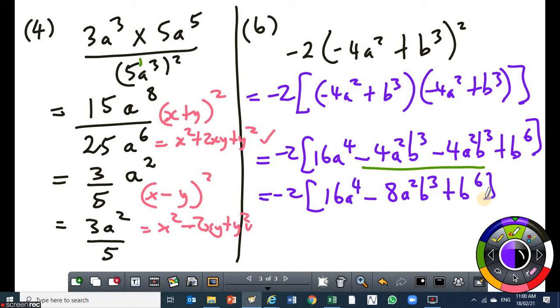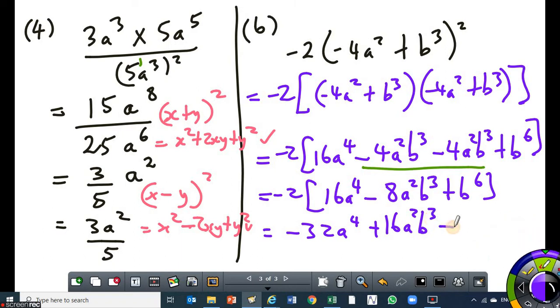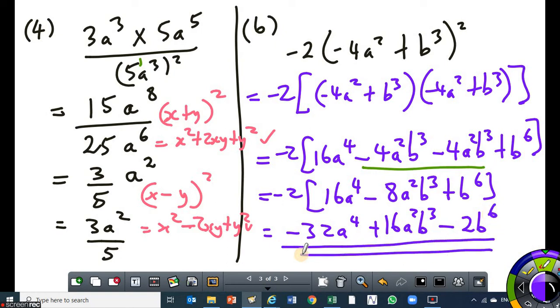I'm not done yet. I need to remove the square bracket. So I'm going to multiply everything inside by minus 2. So I'll get minus 32a to the power of 4, minus 2 times minus 8 gives me a positive 16a squared b cubed, minus 2 times b to the power of 6. I'll get negative 2 times b to the power of 6. And this will be my final answer. A question like this might have 3 or 4 marks.